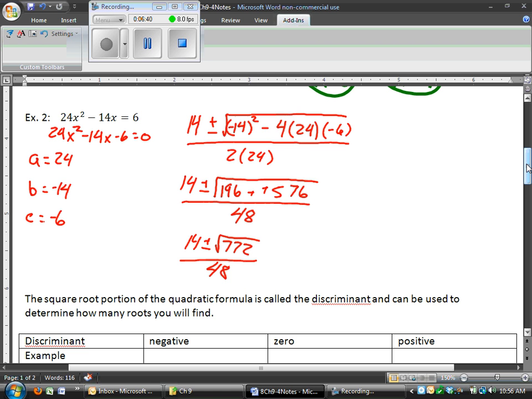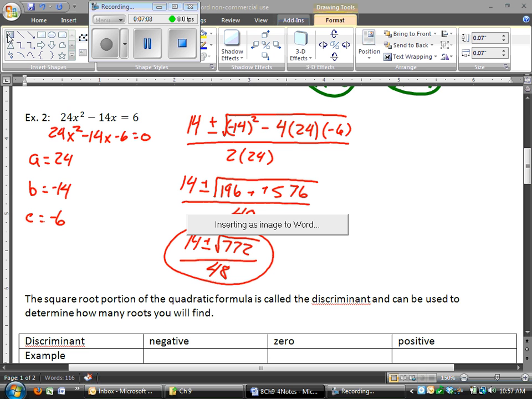Anytime that thing inside the radical comes out to be something other than a perfect square, we can just leave it right here. Okay? So in our first example, we got a perfect square. We knew the square root of 100 was 10. We could simplify it all the way down to a number. I don't know the square root of 772, so it's much better and much more beneficial for us just to leave it as this, because it's an exact answer.